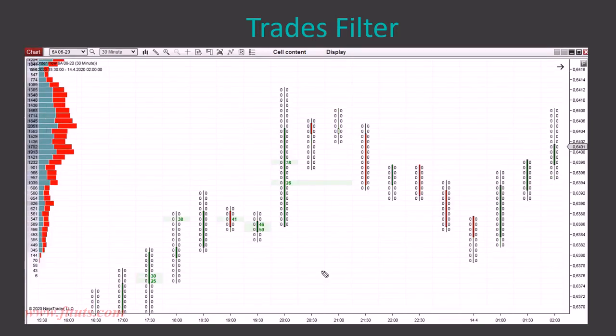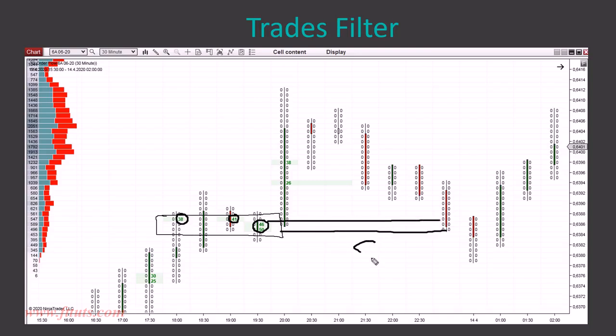Now another example shows really strong buying activity in here. Most likely buyers entering with market orders, those guys, those guys, those guys, and this area is a support. This whole area is a support.